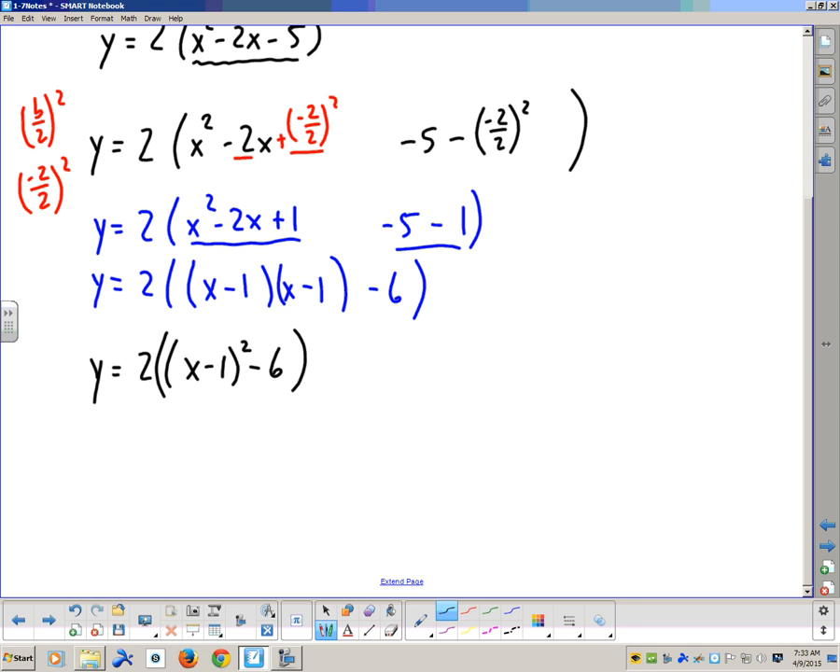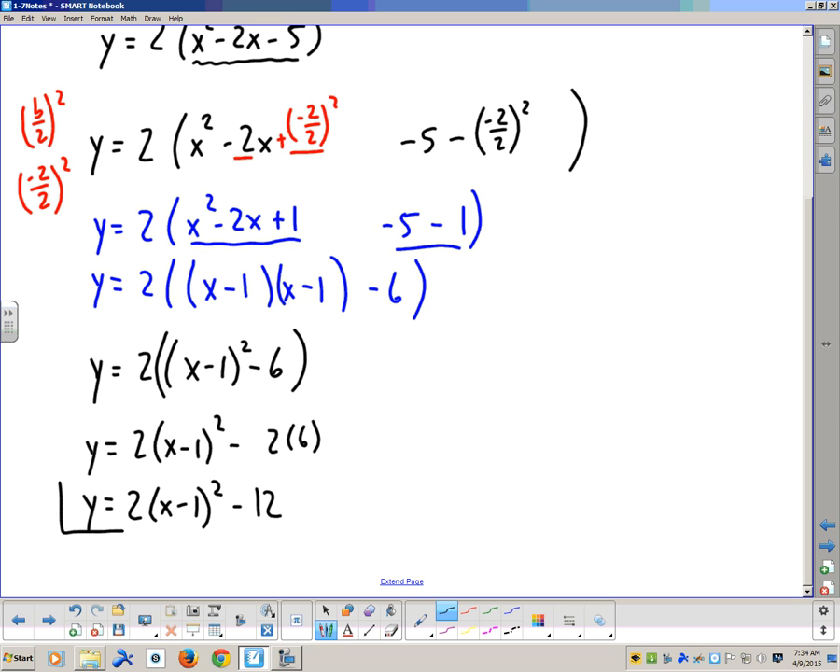So that's not how our equation is supposed to look yet, so we're going to clean this up here. I'm going to leave the 2 out here, and I have to multiply the 2 times this term, and the 2 times this term. So all I did was distribute the 2 through to both of those terms, because I'm trying to make it in the correct form, and this becomes a 12. So now it's in that form of y equals a times x minus h squared plus k.